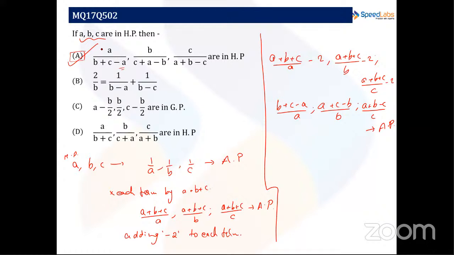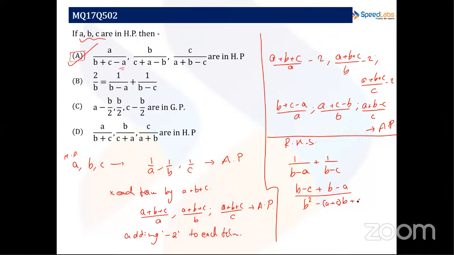Let's check for the second option. A is correct. Let's check for B. For option B, let's check the RHS. We have 1 upon (B minus A) plus 1 upon (B minus C). On solving, you get (B minus C plus B minus A) upon (B minus A)(B minus C). So in the numerator, you have (2B minus A plus C) upon (B minus A)(B minus C).